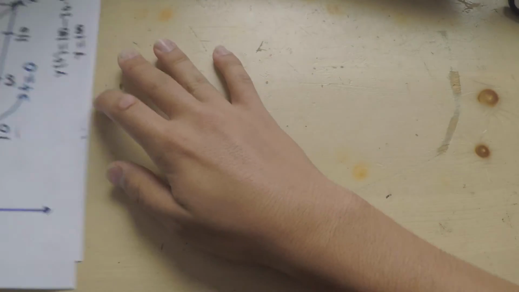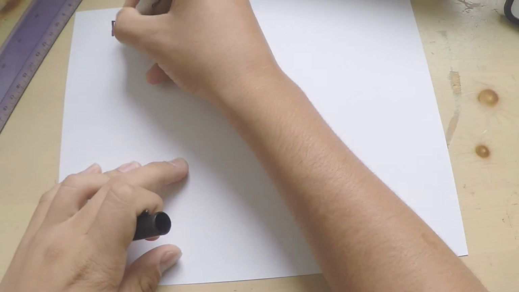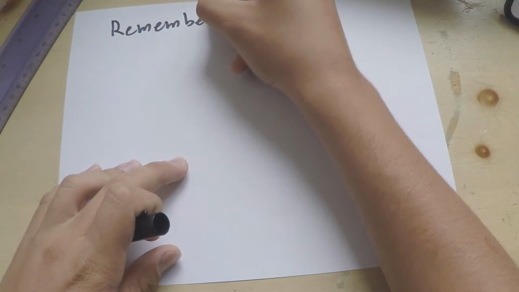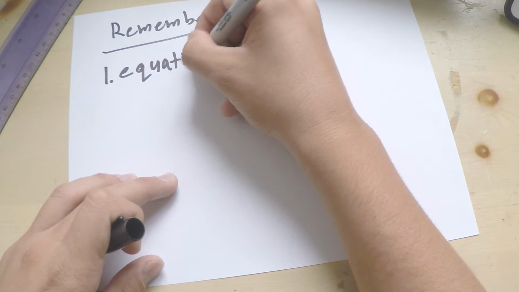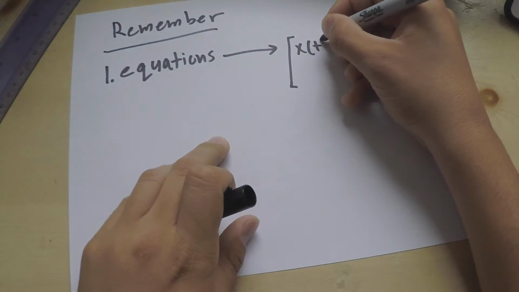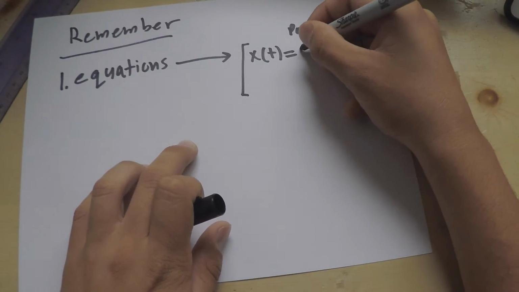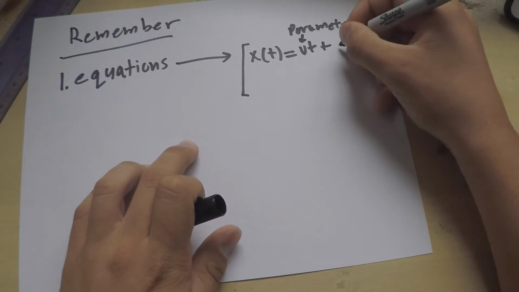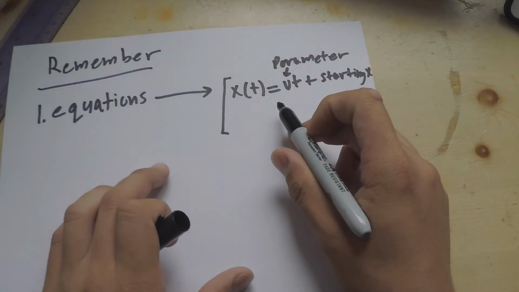Basically, what you need to remember for parametric equations is how to set up the equations themselves. Remember, first, the equations. They're usually seen in brackets like this. X as a function of time equals the parameter. And if you remember what the parameter is, that would be velocity times time plus starting x. That would be the equation to find x.